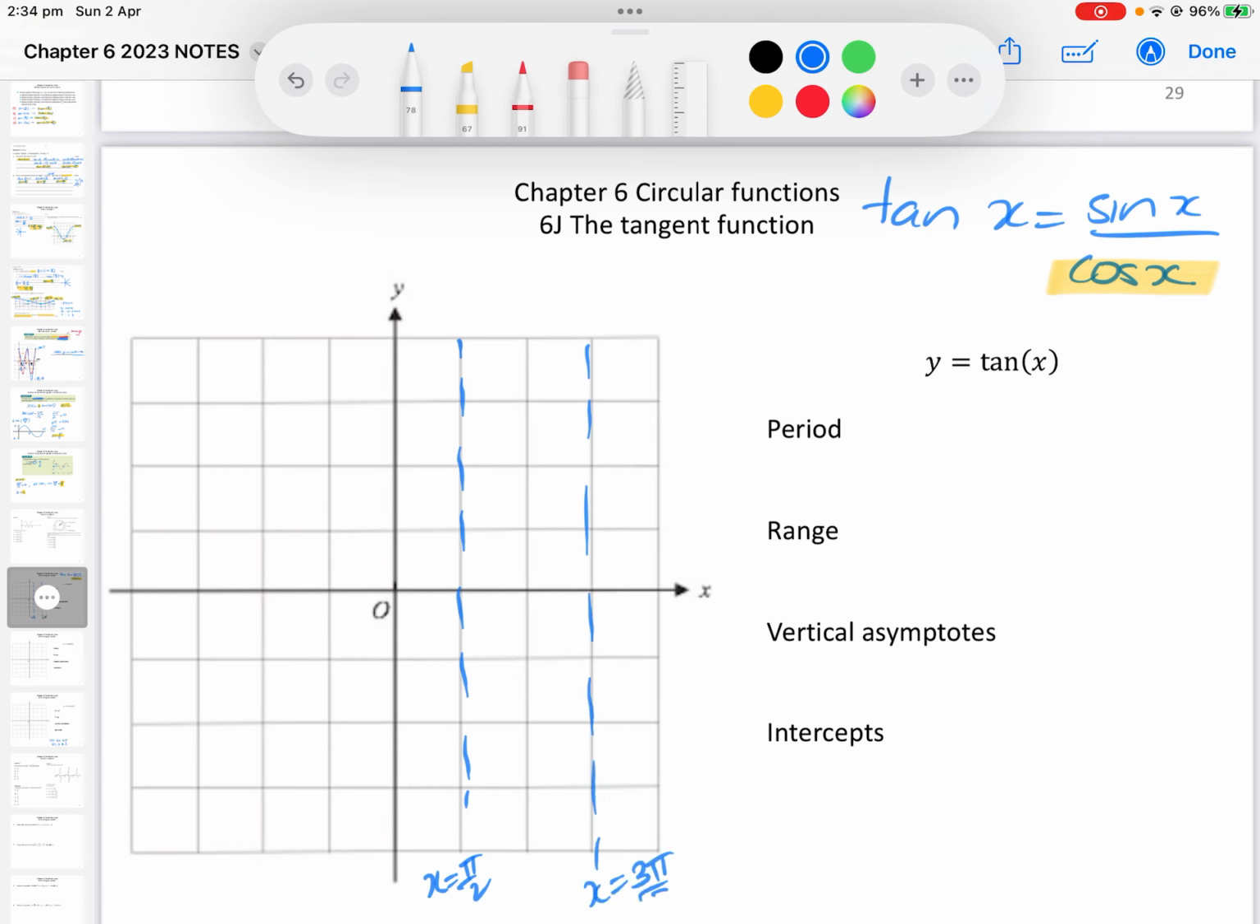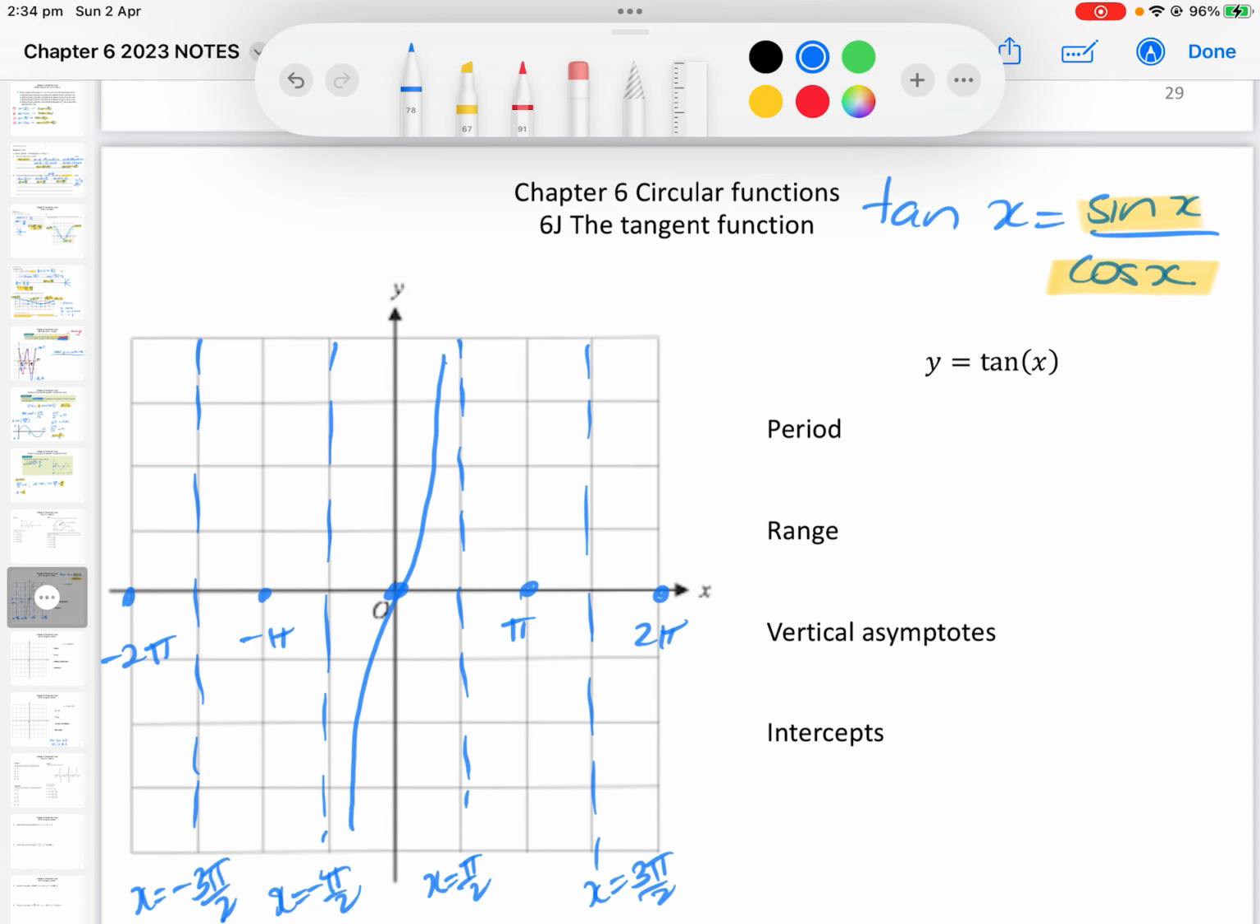So we'll just label that. Tan is going to be 0 when sine is 0. So that's the multiples of pi. So at 0 and at pi and at 2 pi and at minus pi and at minus 2 pi. And then what we do is we join this up smoothly, and a tan graph looks like this.